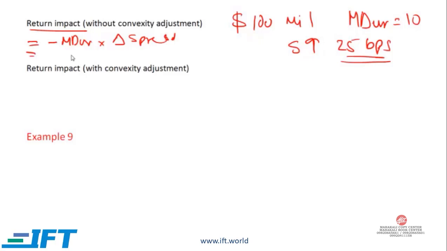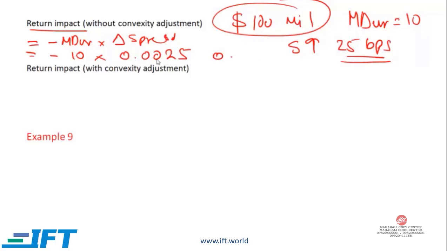So the modified duration is 10, so we put minus 10 multiplied by change in spread. This needs to be expressed as a decimal, so 25 basis points in decimal would be 0.0025. So based on this information, we can tell that the impact on the value of the bond is minus 0.025, which is equal to minus 2.5%.